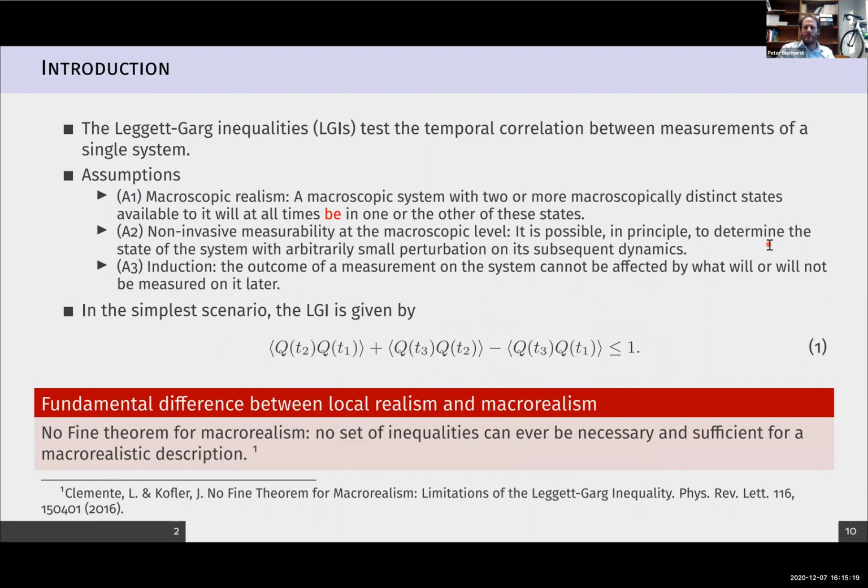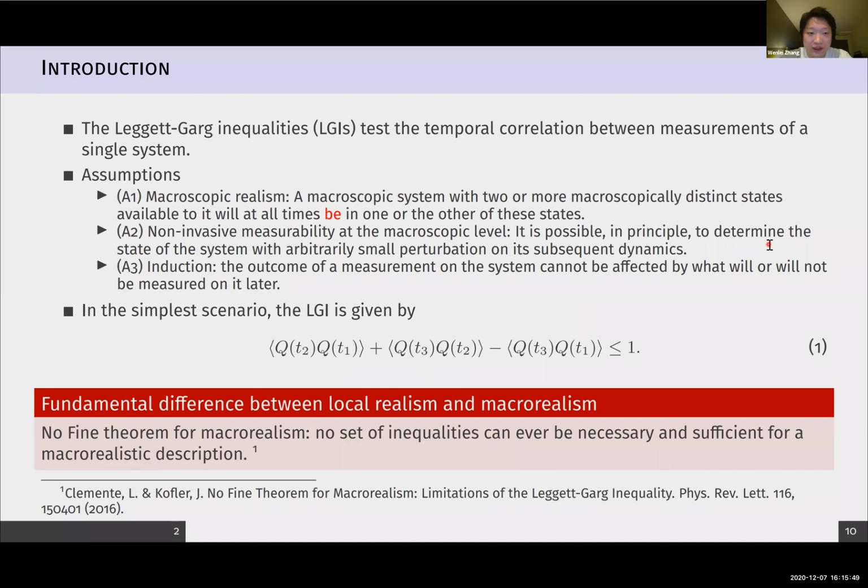So a macroscopic system with two or more macroscopically distinct states. In the experiment you're doing, are the two macroscopically distinct states horizontal and vertical polarization? Right. So a diagonally polarized beam of light is not in one of those two states. Yeah, that's what I tried to explain at the end there. Uh-huh.